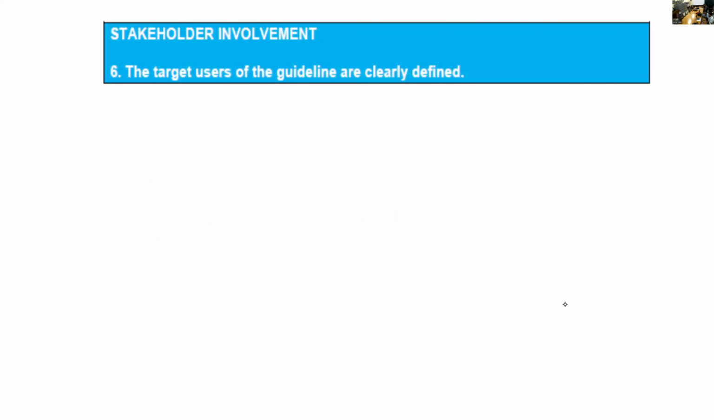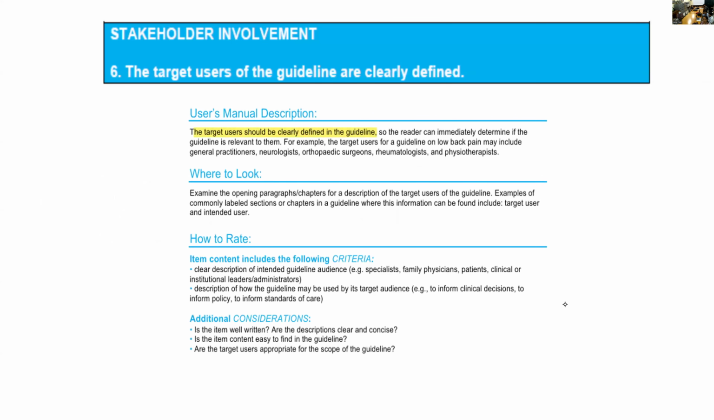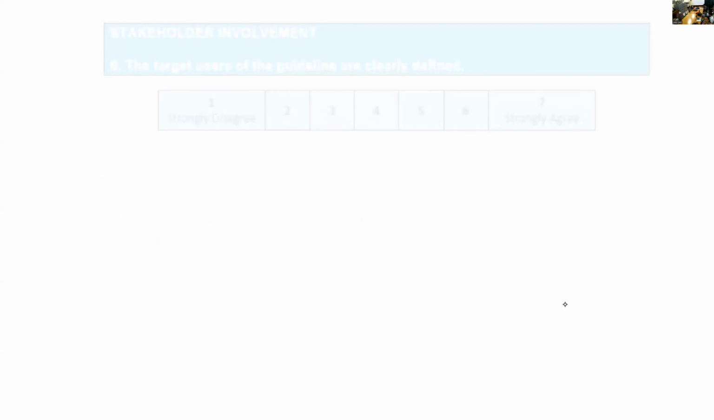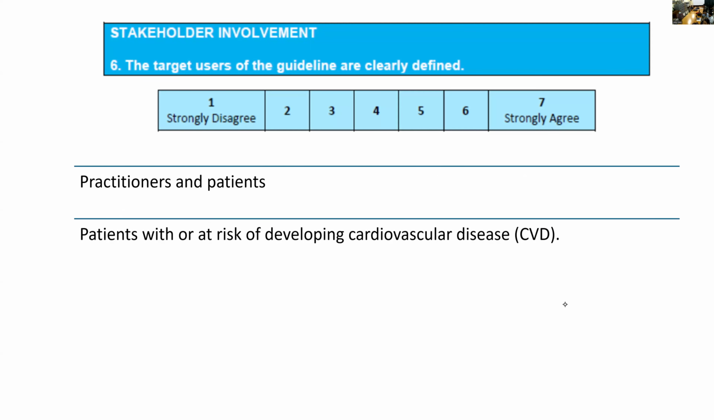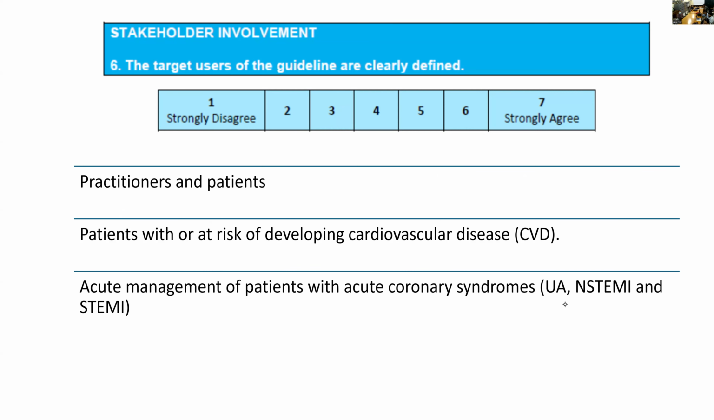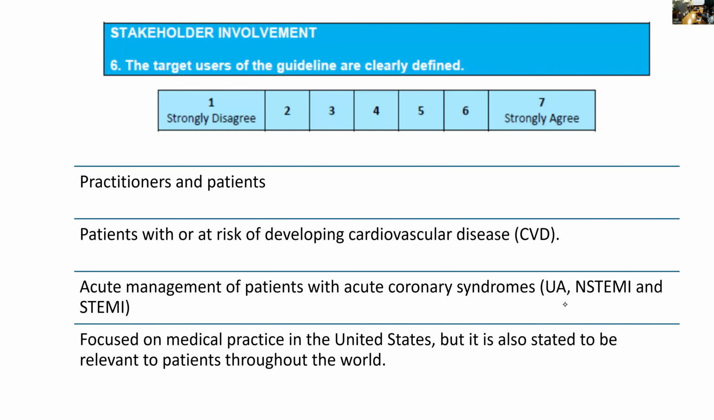The next is: the target users of the guideline are clearly defined. So a clear description of the intended guideline audience, specialists, family physicians, and a description of how the guideline will be used by its target audience. To answer that, the target users are practitioners and patients with or at risk of developing cardiovascular diseases, for acute management of patients with ACS, all three together, unstable angina, STEMI, and NSTEMI. It was mentioned that it's focused on medical practice in the US, but it's also stated to be relevant to patients throughout the world. So I had rated a 7.